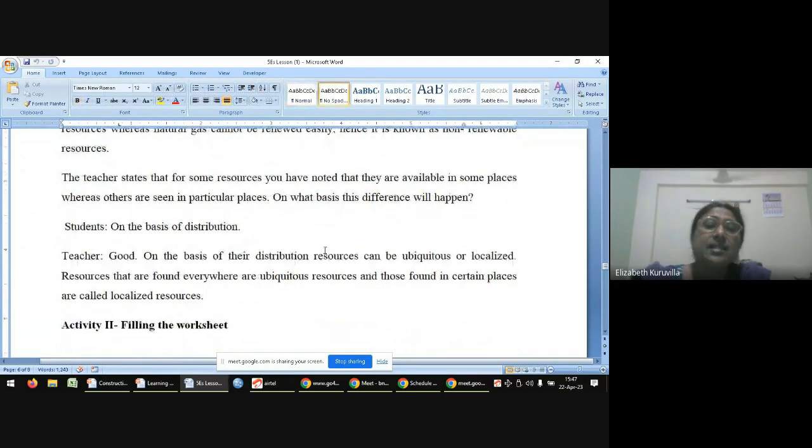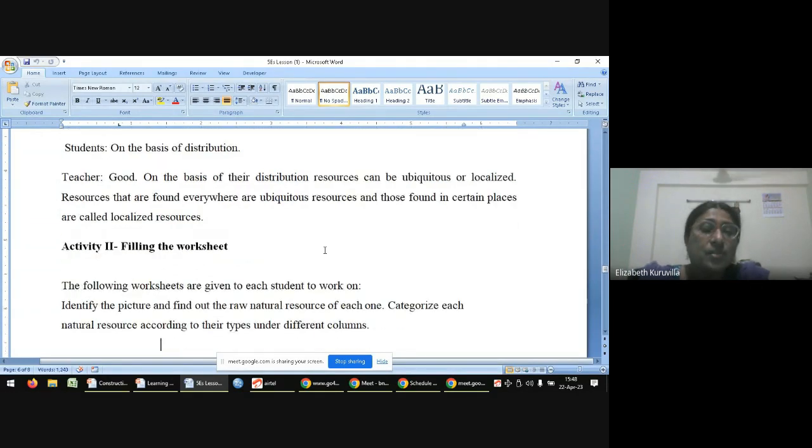The teacher states that for some resources you have noted that they are available in some places, whereas others are seen in particular places. On what basis this difference will happen? Student: on the basis of distribution. Teacher: good. On the basis of the distribution, resources can be ubiquitous or localized. Resources that are found everywhere are ubiquitous resources, and those found in certain places are called localized resources.